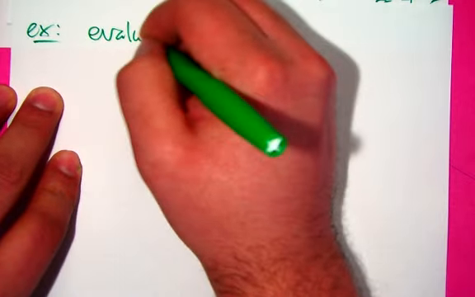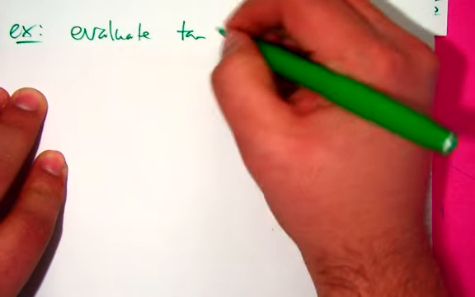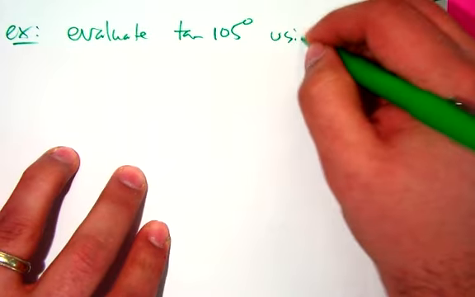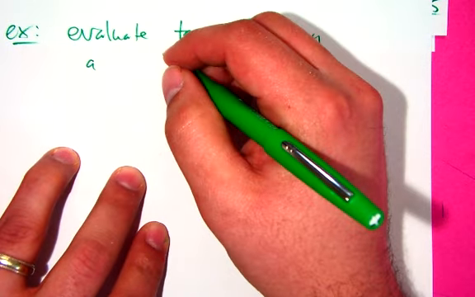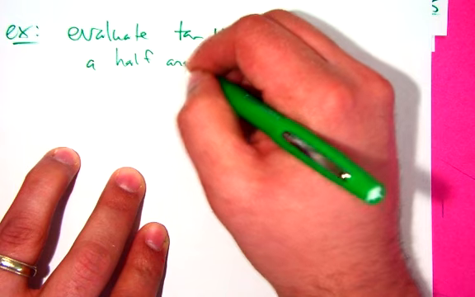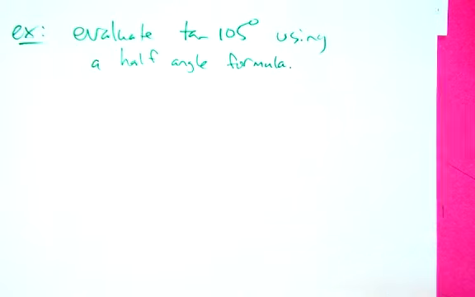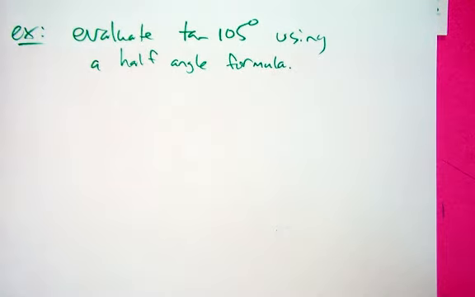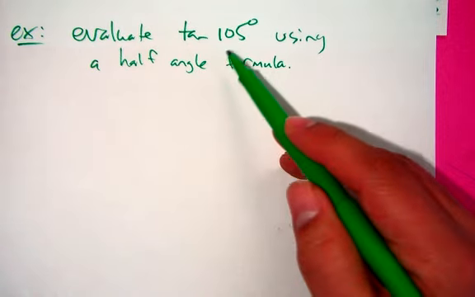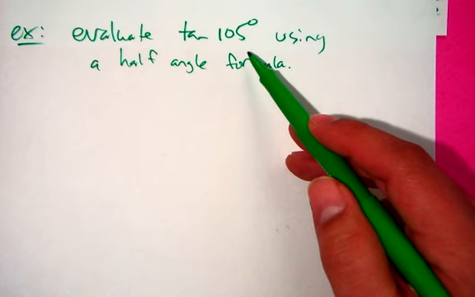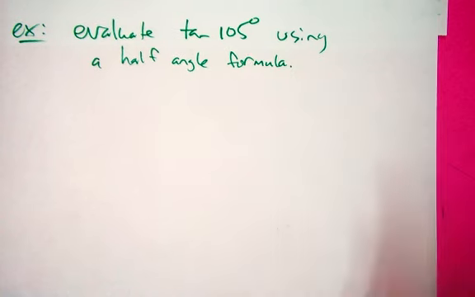Evaluate tangent of 105 degrees using a half angle formula. Now, just to clarify, yesterday we could have also done this question, right? Split up 105 into 2 nice angles, what would they have been? 45 and 60. So we could still do it that way, right?